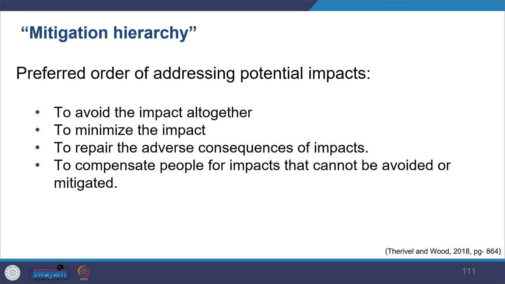Wherever the negative impact might happen, it's advisable to avoid the impact altogether. Then the effort is made to minimize the impact. If that impact is happening, you need to repair the negative impact. And in worst cases, you compensate people for the impact. So that's the approach strategy we have been seeing. As a part of mitigation, we prepare a plan for monitoring, which is developed.